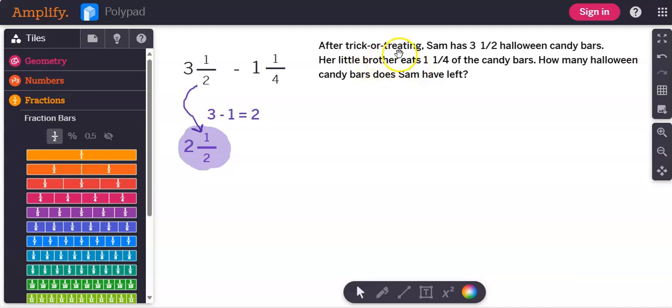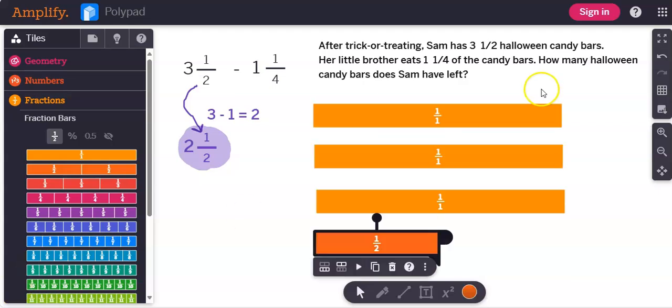So it says, after trick-or-treating, Sam has 3 1/2 Halloween candy bars. Her little brother eats 1 1/4 of the candy bars. How many Halloween candy bars does Sam have left? We're then going to use this model to make it a little bit easier with that visual for our student.